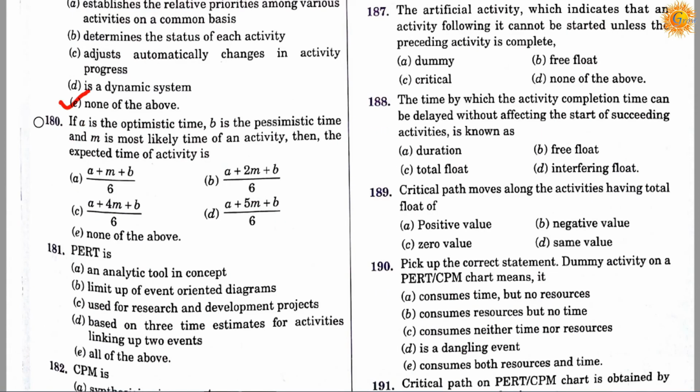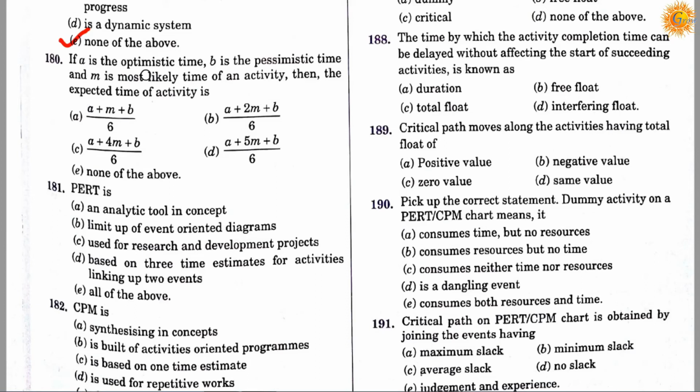Question number 180. If A is the optimistic time, B is the pessimistic time, and M is the most likely time of an activity, then the expected time of the activity is: option A, A plus M plus B divided by 6; option B, A plus 2M plus B divided by 6; option C, A plus 4M plus B divided by 6; option D, A plus 5M plus B divided by 6; and option E, none of the above. So the correct answer is C. It means A plus 4M plus B divided by 6 is the expected time: if A is the optimistic time, B is the pessimistic time, and M is the most likely time of an activity, then the expected time of the activity is A plus 4M plus B divided by 6.